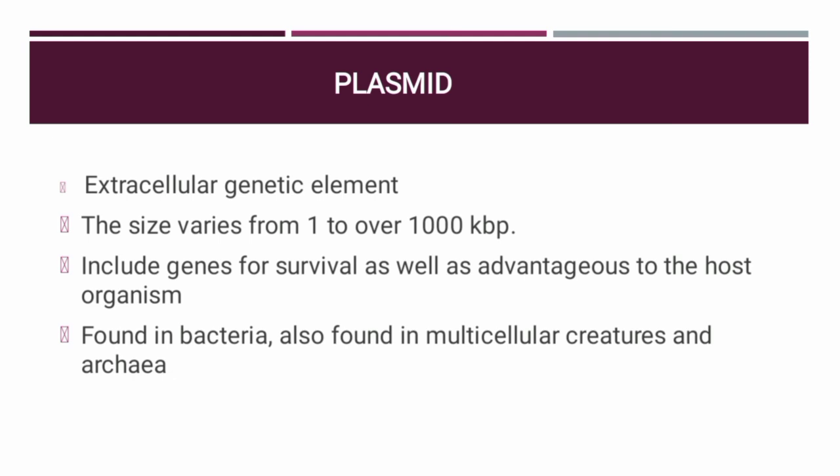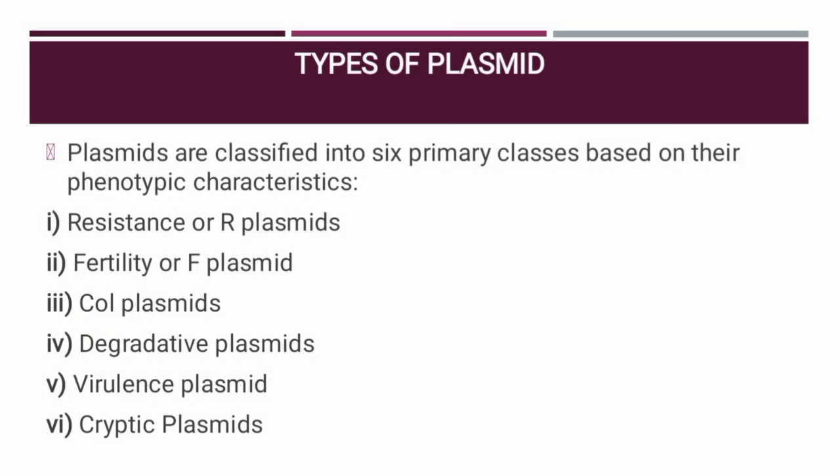Plasmids are mostly found in bacteria, but they're also found in multicellular creatures and archaea. Then comes types of plasmid. Plasmids are classified into six primary classes based on their phenotypic characteristics. The first one is resistance or R plasmid.